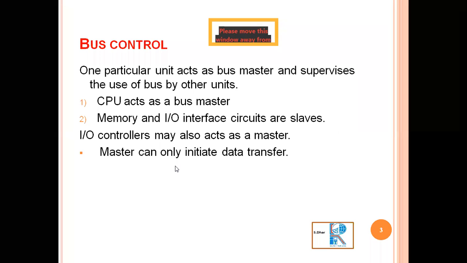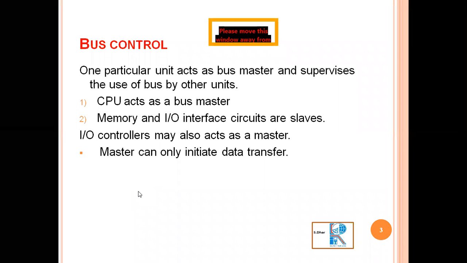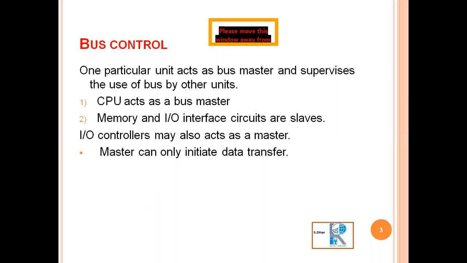So the I/O controller may also act as a master in the system. What is the function of the bus master? The function of the bus master is that it can initiate the data transfer. No other components can start the data transfer. Only the master can initiate the data transfer. Clear? Then the slave only requests it.